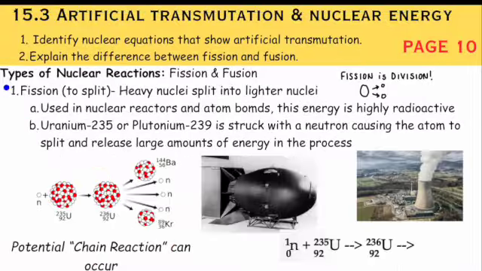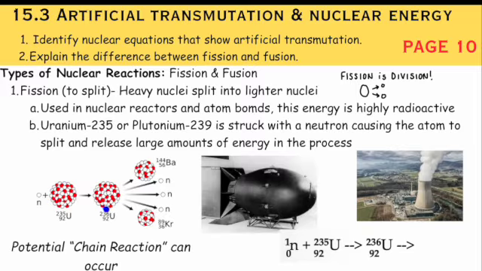Now for our two main types of nuclear reactions, which are fission and fusion. Fission means to split. So remember, fission is division. This is where a heavy nucleus is split into two lighter ones. Over here we have a neutron bombarding a uranium-235 atom.